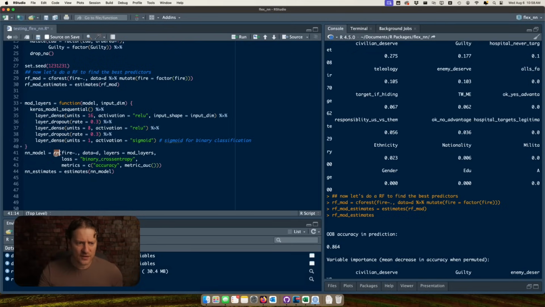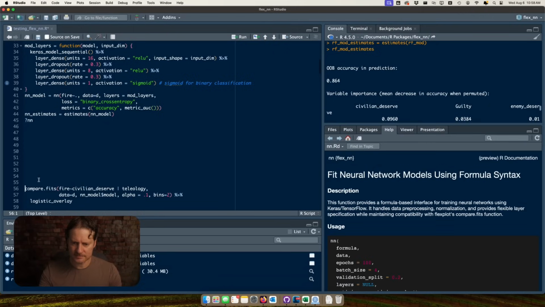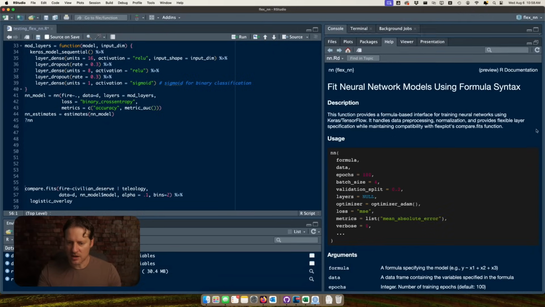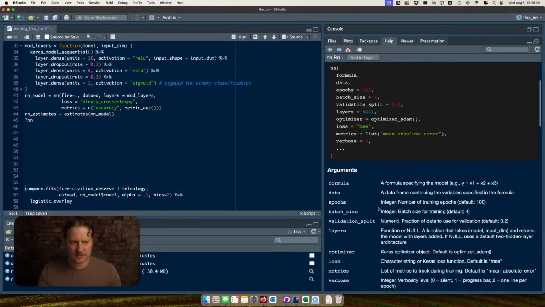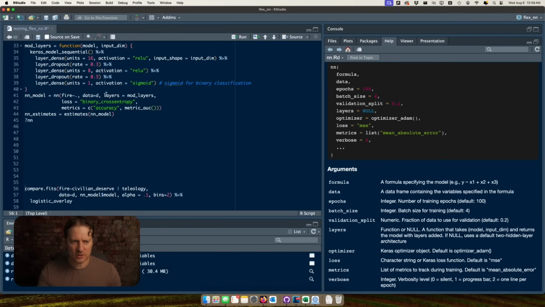So I created a new function called NN that's an easier interface, I think, for using neural networks because it can take a formula and a data set. So it follows the same convention that flexplot follows, and it has a bunch of additional arguments. If you wanted to learn more about it, you can go $NN, and it'll tell you what arguments it expects. And so we will review this. So layers.